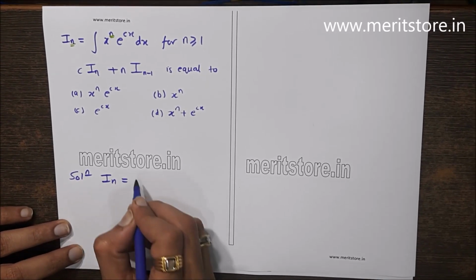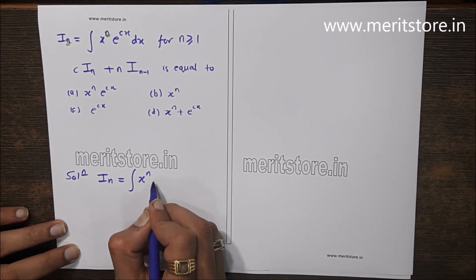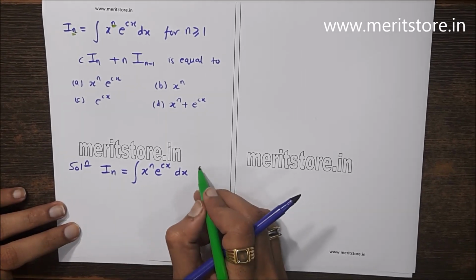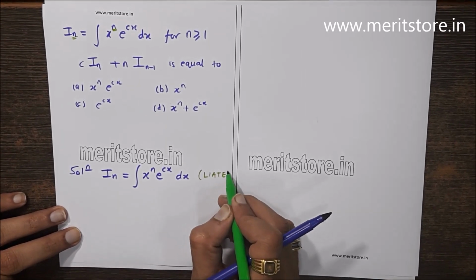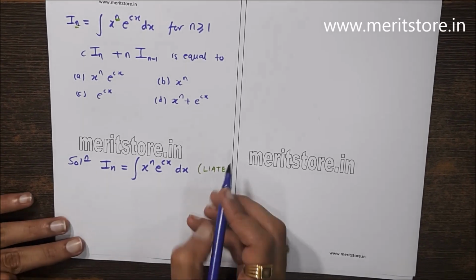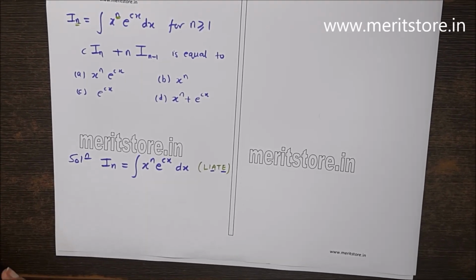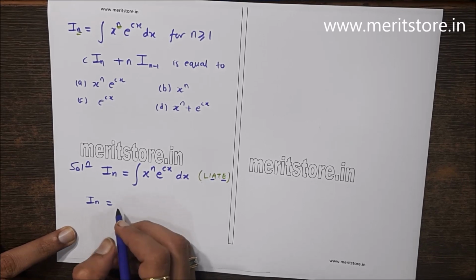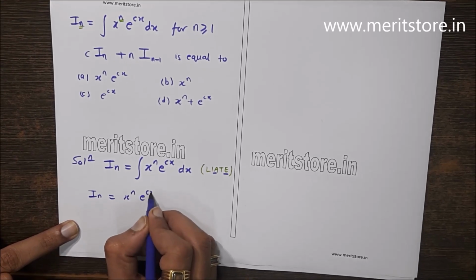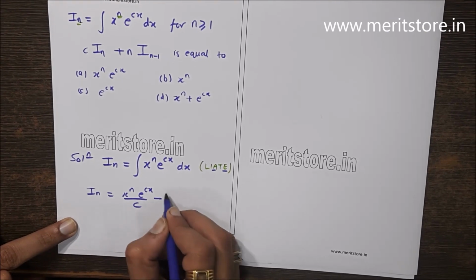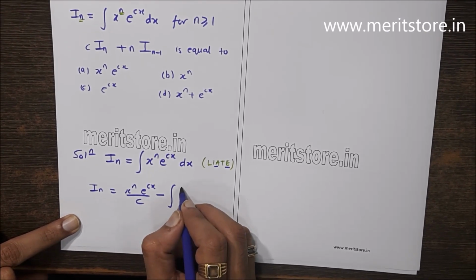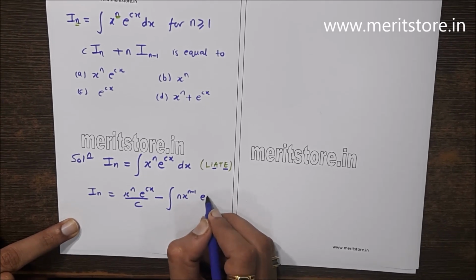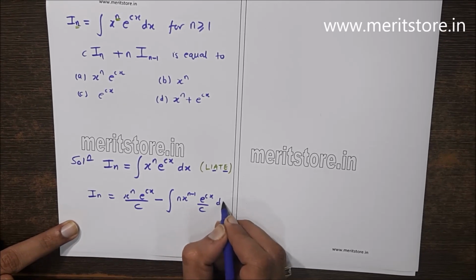We'll begin with the given integral of x raised to n e raised to cx dx. We'll apply the formula of u into v and follow the rule of ILATE. We have the algebraic and the exponential term, which is already in the order. Applying u into v, I'll get In as x raised to n e raised to cx upon c minus the integral of n x raised to n minus 1 e raised to cx upon c dx.